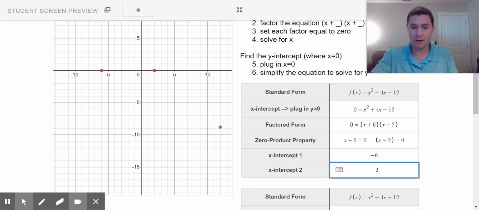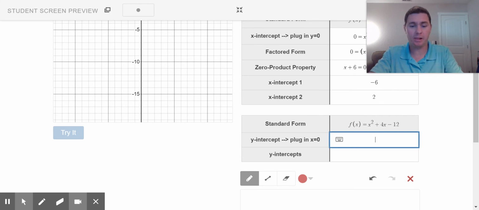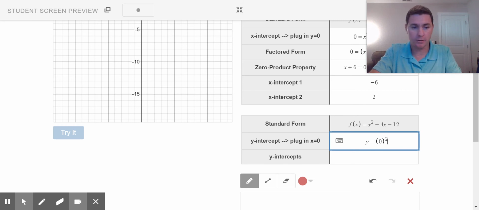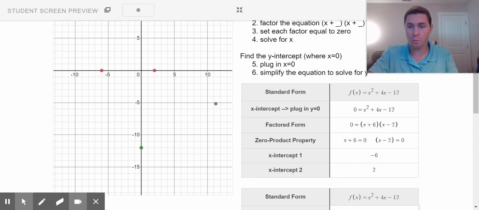We're almost there. We just need our y-intercept now. To find our y-intercept, we plug in 0 for x. That's because on the y-axis, we haven't moved left or right; we're here where x is 0. So we plug it in: 0 squared plus 4 times 0 minus 12 gives us negative 12. And that is our y-intercept.